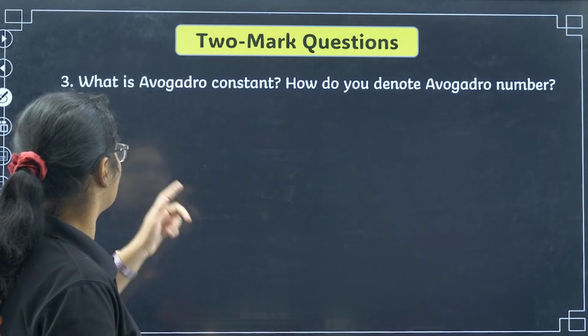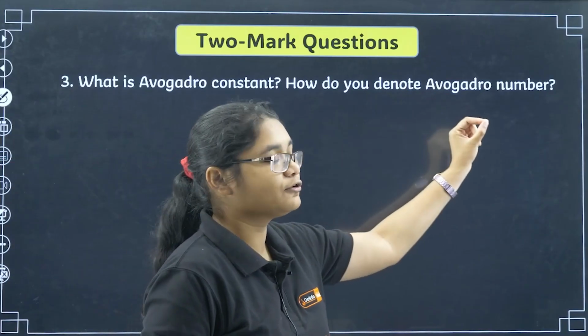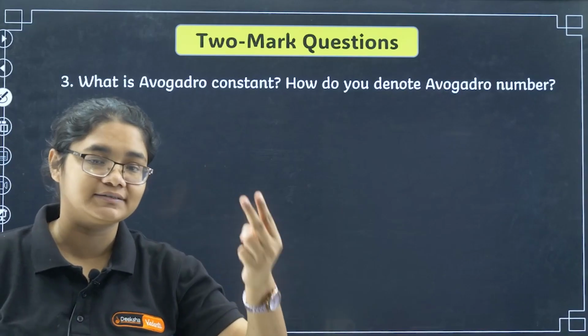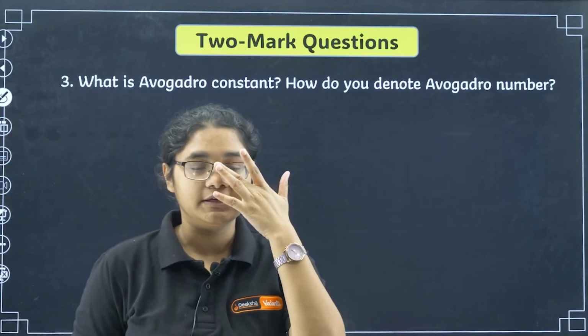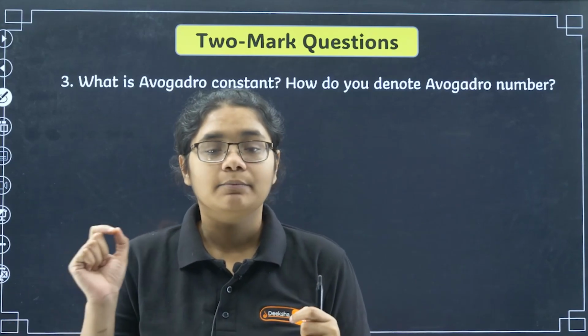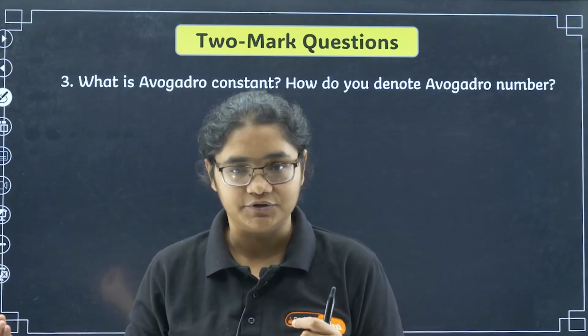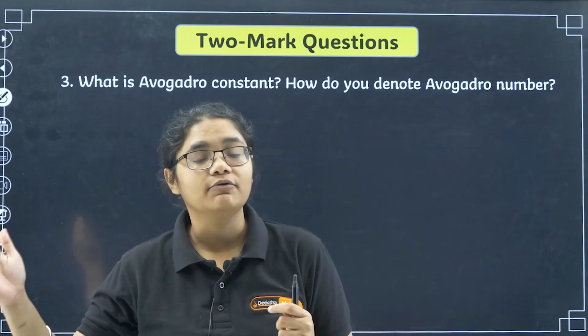So when you define what is Avogadro constant, that is 1 mark, and how do you denote Avogadro number, that is your second question, or 1 mark you will get from there. So what is Avogadro constant? Avogadro constant is the number of particles present in 1 mole of a substance, and its value is 6.022 × 10^23.